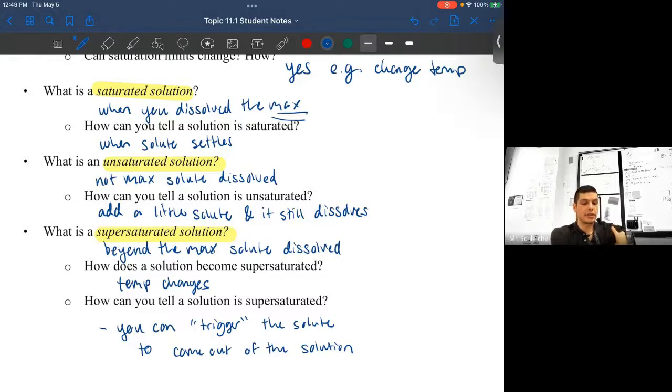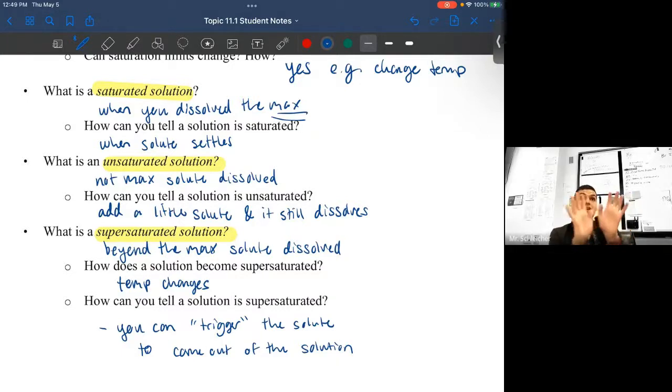Another way the solute comes out of solution is just wait. Sometimes you just wait over time. Let's say I have this really sweet tea, and it's really ice cold, but there's no ice in it, so it's not being watered down. If I keep it ice cold in the fridge with no ice in it, then over time that sugar will start settling out of solution on its own. So that's how you can tell if something's supersaturated.